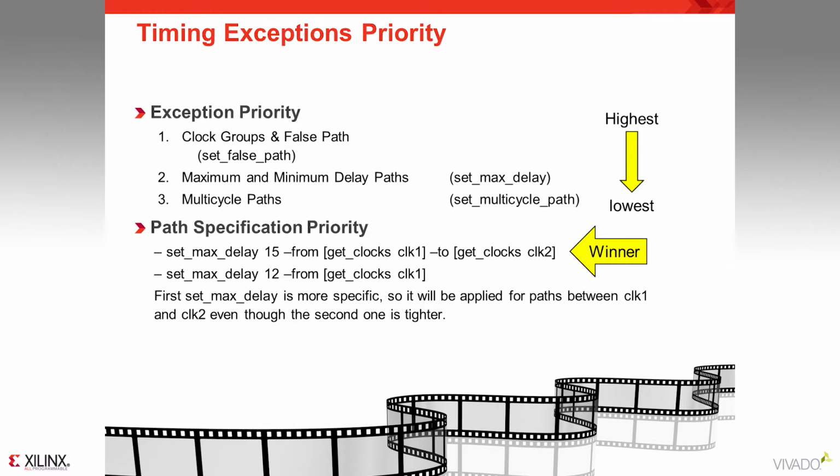The second type of priority is the path specification priority. Look at the two set max delay constraints below. In this case, the first path is the winner because it's more specific, even though the second one is tighter.